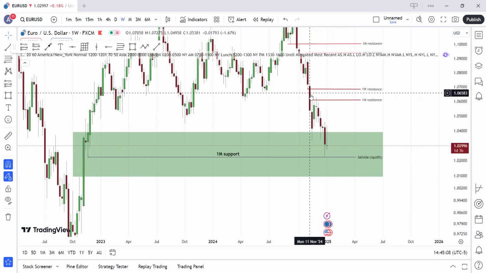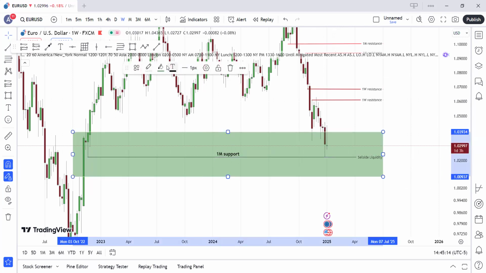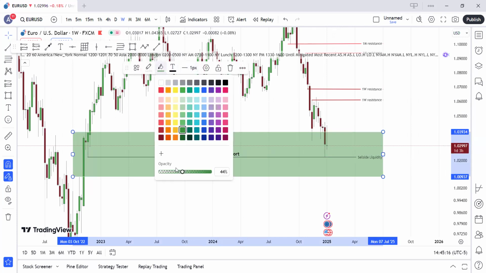But as you can see, we went into a monthly support area, this whole green area. Let me just, it's a bit too dark for me.